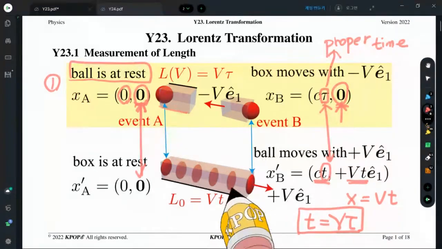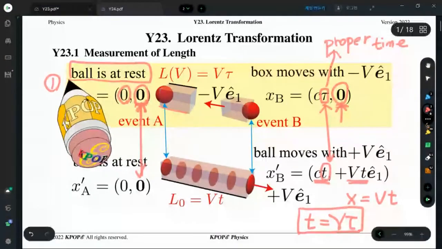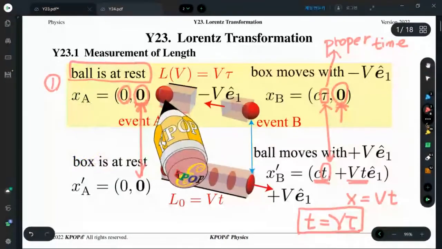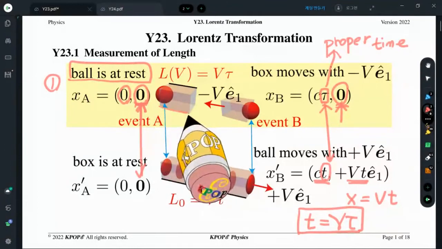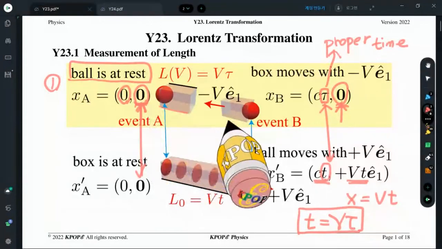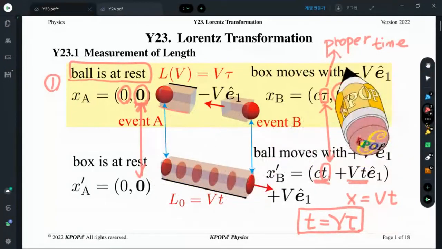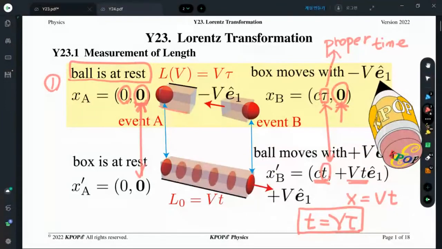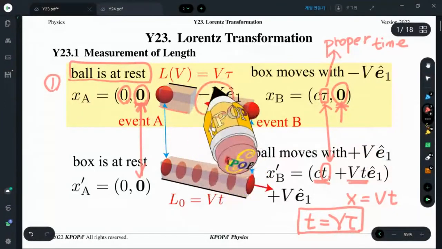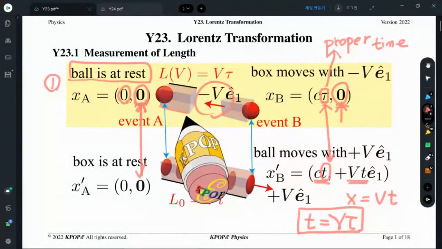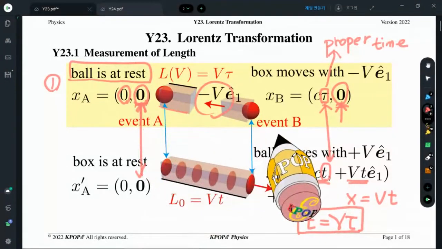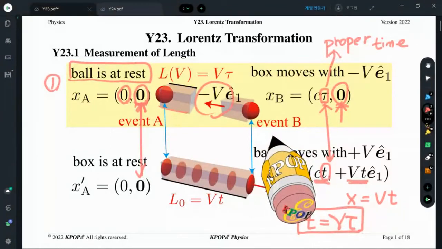The reason is that in the frame where the ball is at rest, this box is moving along the longitudinal direction, that is the relative velocity. The box is moving with minus v along the x-axis. The length of the box along the x-axis shrinks. That is called length contraction.